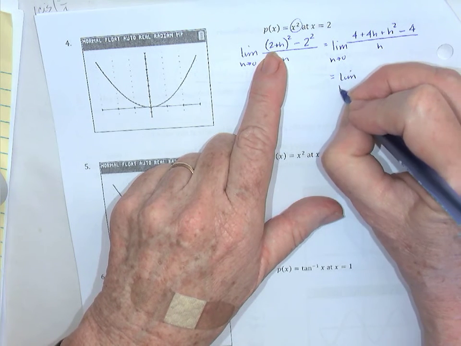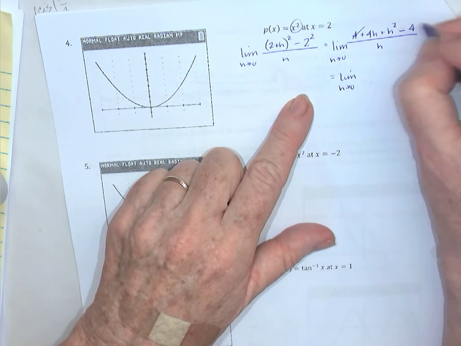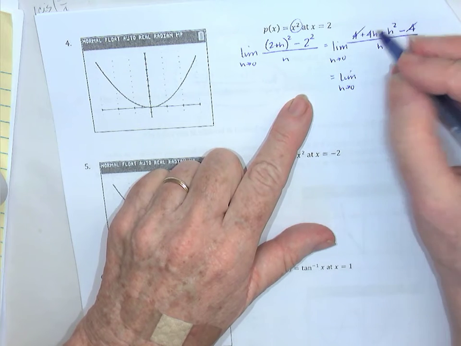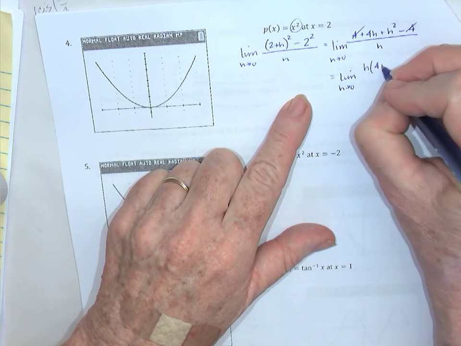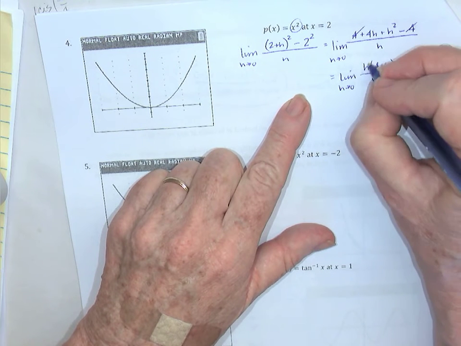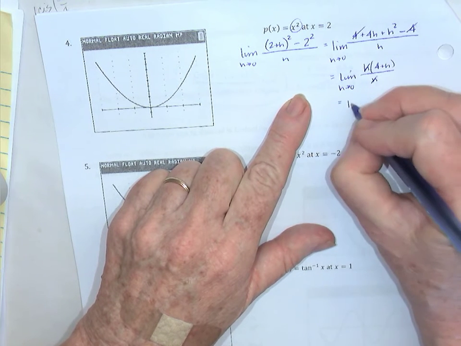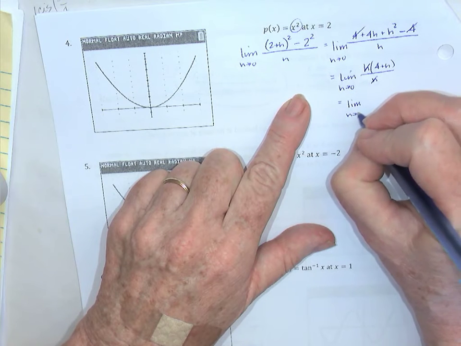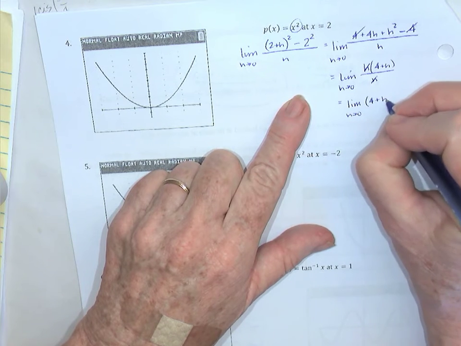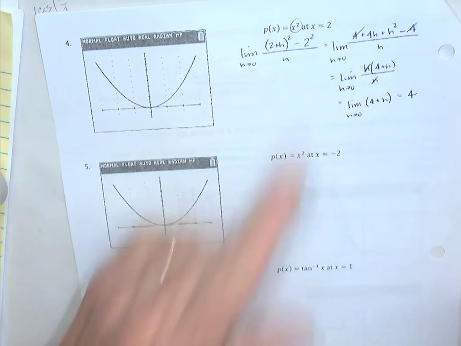which gives me the limit as h approaches 0 of, let's see, I think I'll factor an h out of each of those terms. So I have h times (4 plus h) over h. So then, as long as I'm just taking the limit as h approaches 0 of 4 plus h, suddenly this is no longer in indeterminate form. So that's going to be a 4.